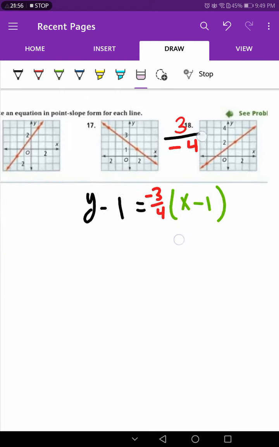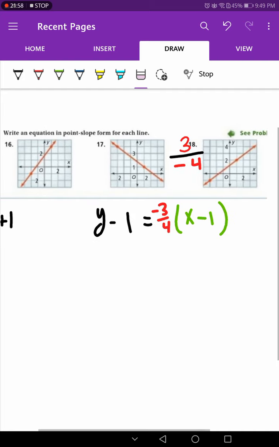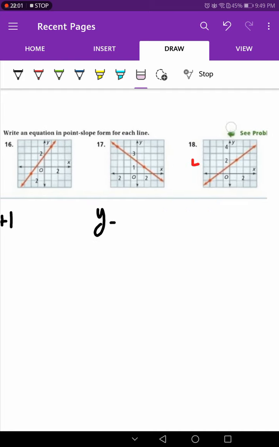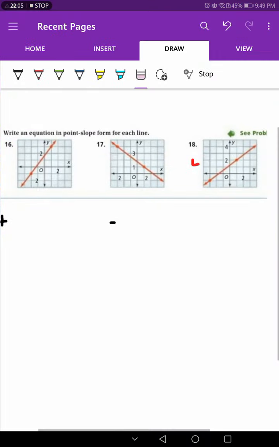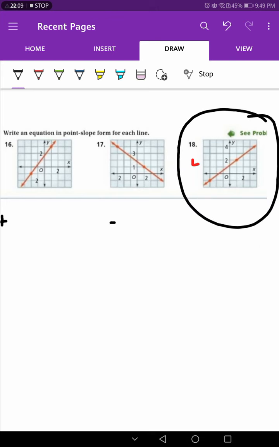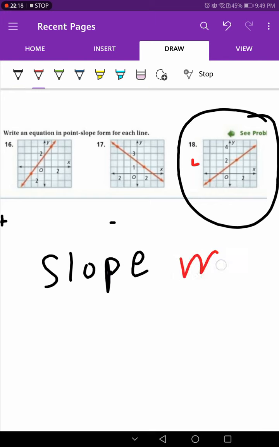I hope so. And the last one, it is homework for you. Okay? It is homework. So number 18, send me a video. Or send me the slope, m. Tell me what is m. And tell me what is the ordered pair. And get 1 mark from me.